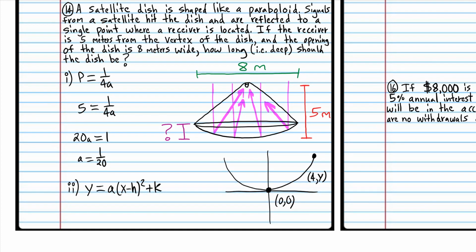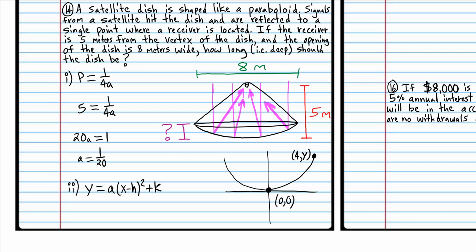Now, why is it 4? Well, because that's half of 8. We know this whole distance here is 8. They told us that up there. So from the vertex to that point, it's going to be a total of 4 horizontal units. And we're looking for y. I should put these coordinates a little higher there.